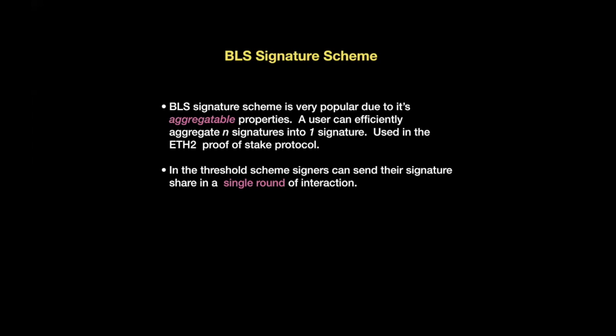In a threshold scheme, it also thresholds up really nicely because we only need one round of interaction. So we don't have to do something which you'll see that we have to do in Schnorr, where we send a message, get a response, and send another message. Instead, we can just send one signature, and then someone can run a combine algorithm in order to get the full signature back.